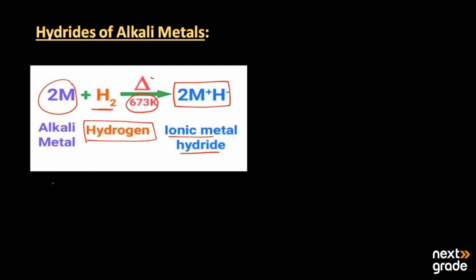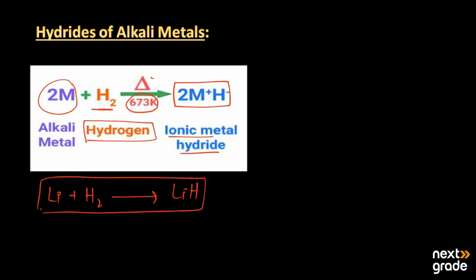For example, we have lithium plus hydrogen. It produces the hydride, which is lithium hydride. It is very simple. By balancing this, we get that. So this is the simple hydride.